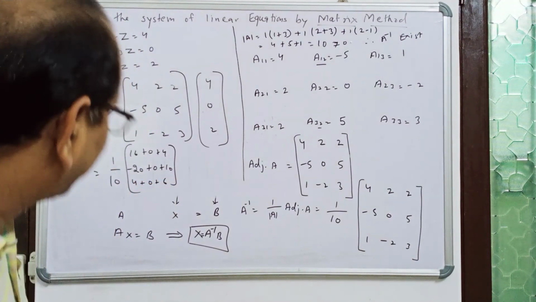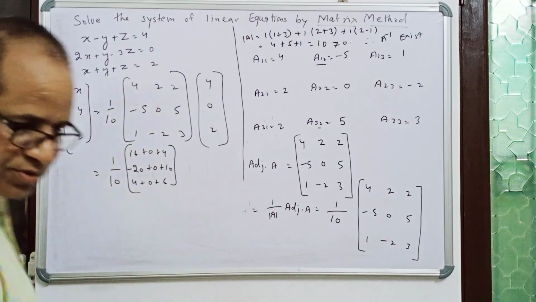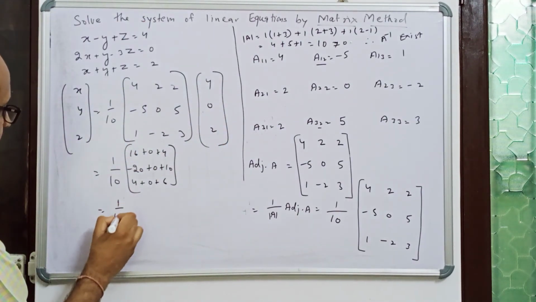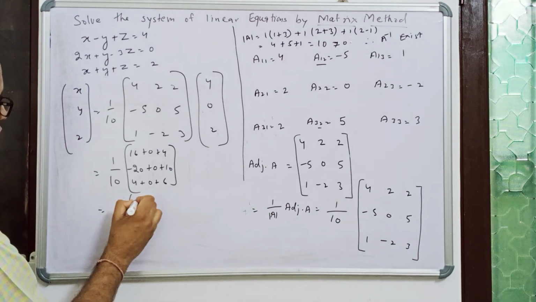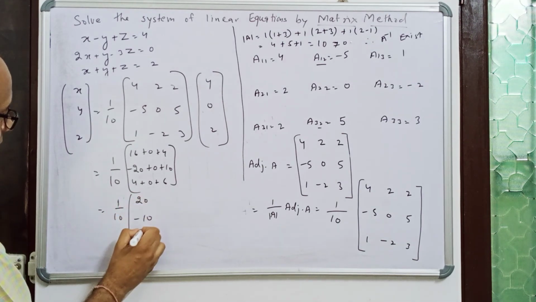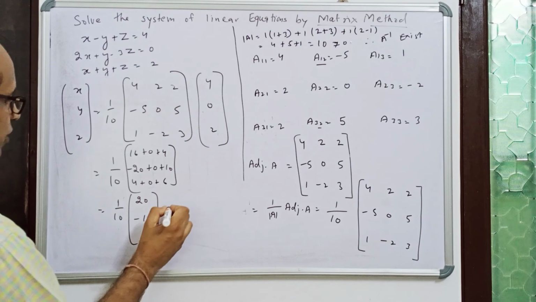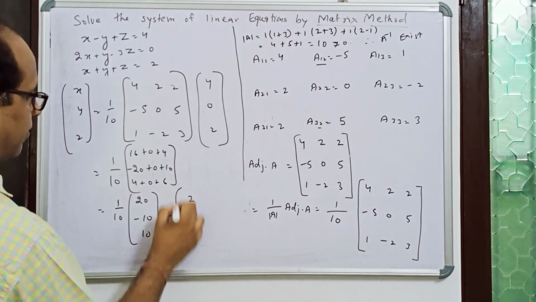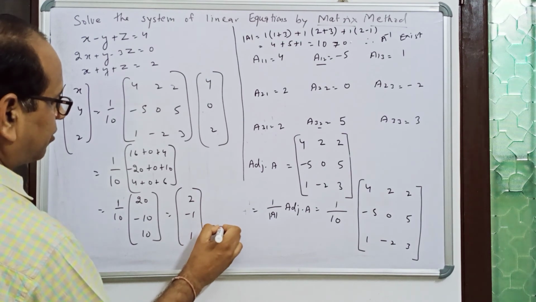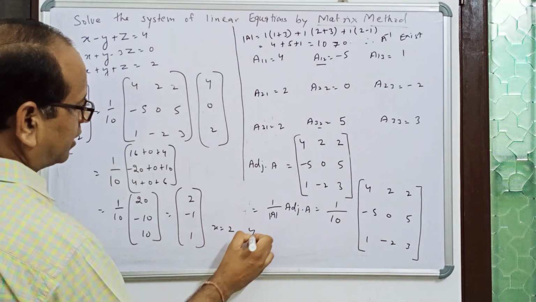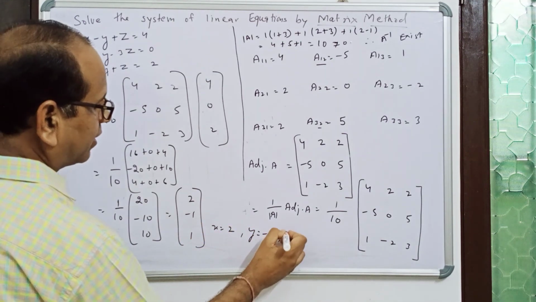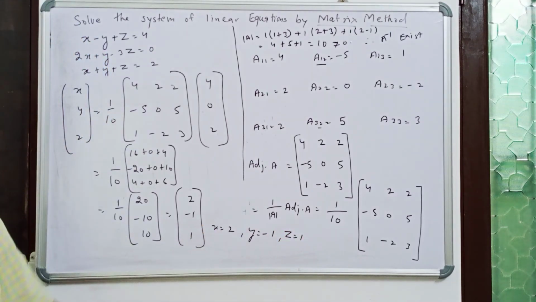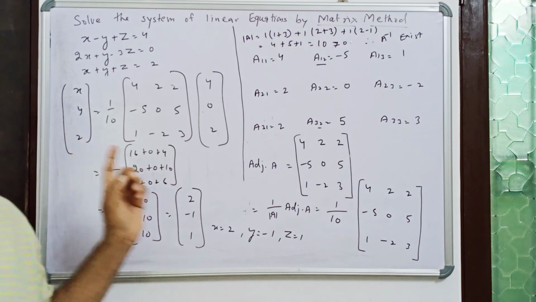So the final part, if you see, it will be 1 by 10 and 20, minus 10 and 10. So the value will be 2, minus 1, 1. So now what is the value of x? It is 2. What is the value of y? It is minus 1. And what is the value of z? It is plus 1. So in this way we calculate the value of x, y, z.